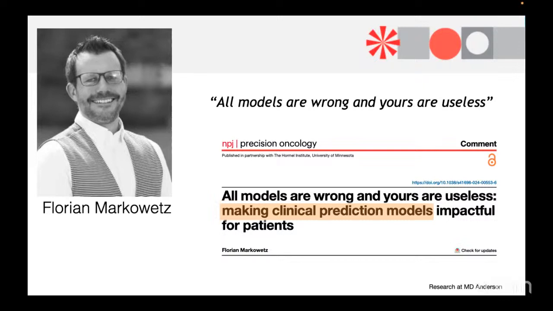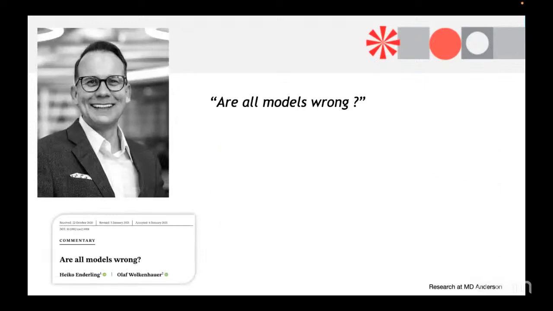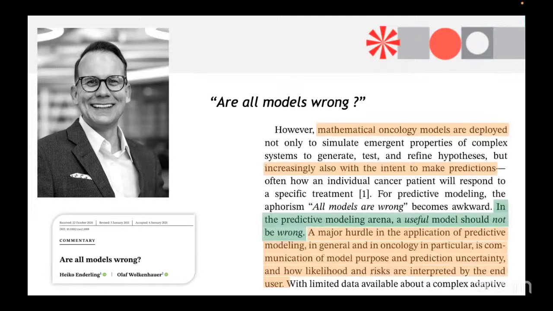So I'm also in the field of making clinical predictions. I published a paper together with Olaf Wolkenhauer where we really questioned this notion: are all models really wrong? As mathematical oncology models are increasingly deployed with the intent to make predictions, a useful model should not be wrong, right? A model that makes wrong predictions is not useful at all.